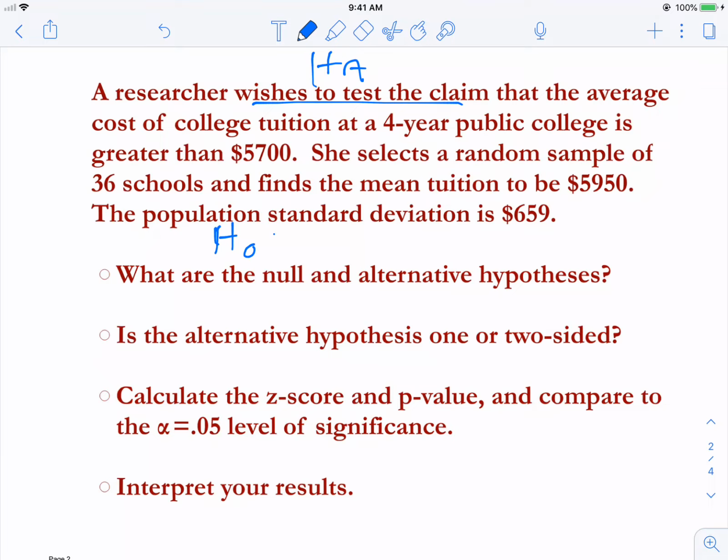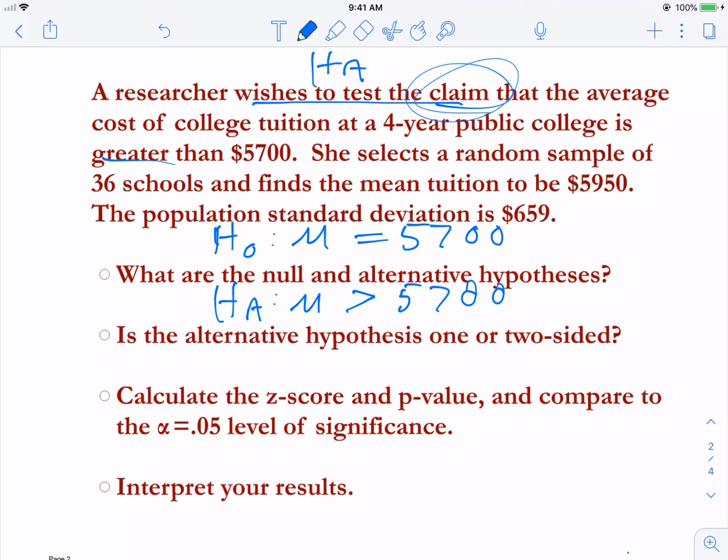Okay, so what we are going into this with is saying that the null hypothesis, I'll write the null up here, we're testing to see if that null hypothesis is equal to $5,700. Okay, so in this case, we're going to say mu, the population mean, is equal to $5,700. Okay, it's always some form of equality. We feel that there is evidence. We're testing this claim that it's actually greater than $5,700. So the alternative hypothesis will be mu is greater than 5,700.